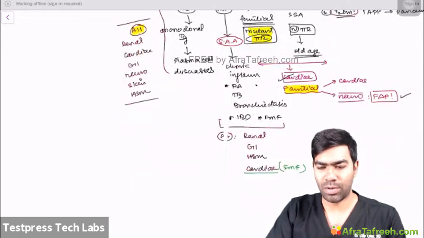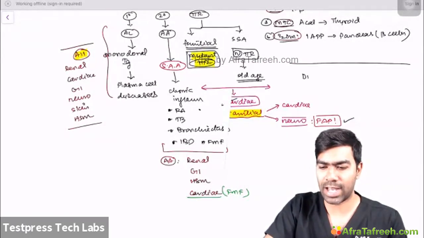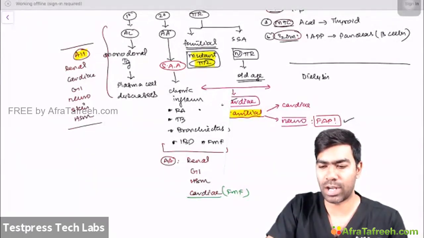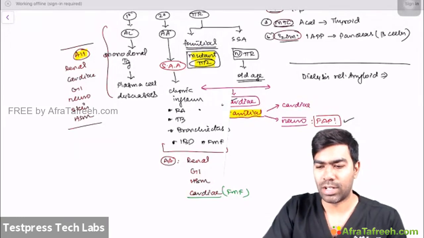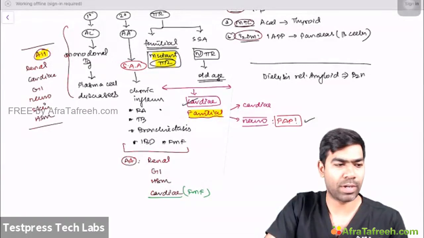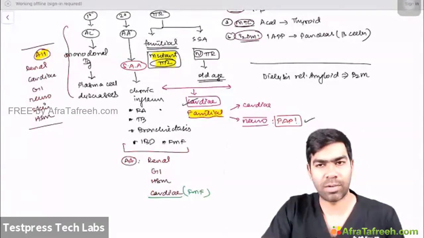And finally, one important type of amyloid is there. That is a separate one. That is called dialysis-related amyloid. Everyone would have heard about that. Dialysis-related amyloidosis. Typically, this is due to accumulation of beta-2 microglobulin. Everyone knows that. This is the reason why you get this dialysis-related amyloidosis.